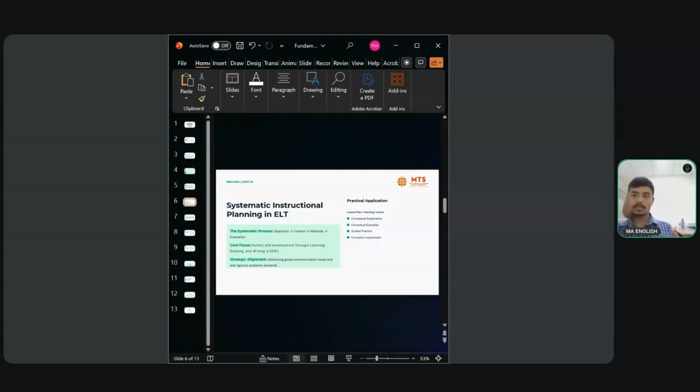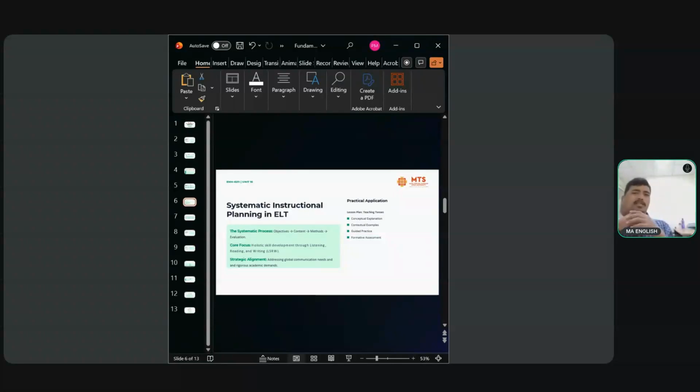Will you lecture? Will you do group activities? Or will you use audio materials? And finally, evaluation. You assess whether the students have actually achieved the objectives. This is not just like the final exam or something like that. No, it includes ongoing formative assessments throughout the lesson.